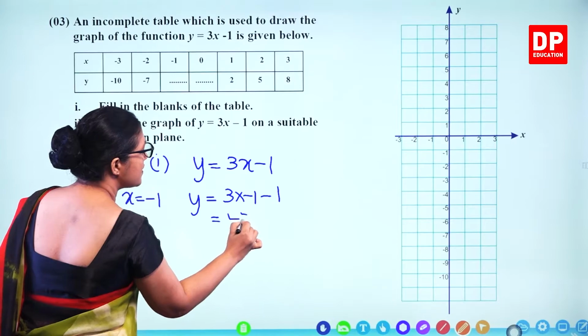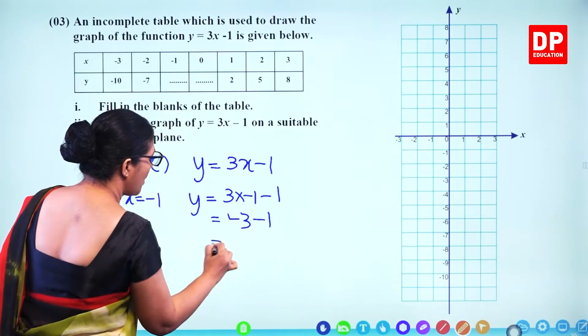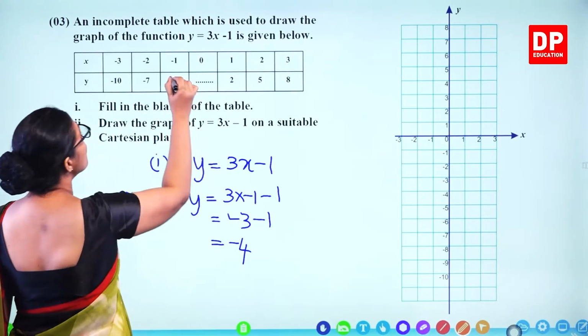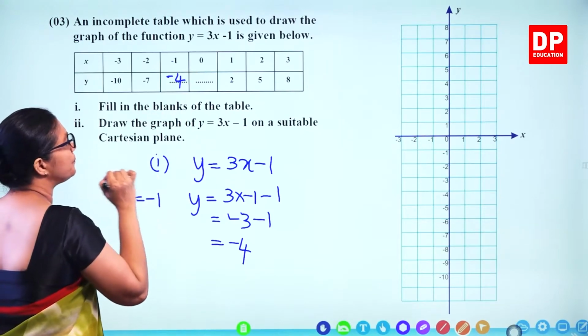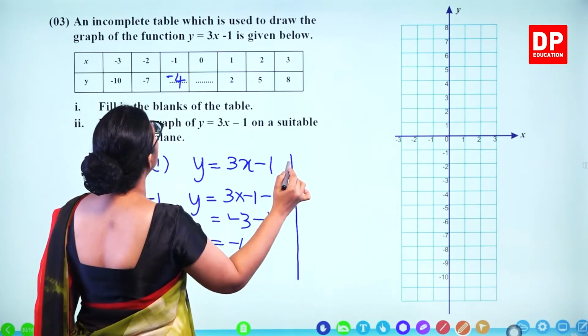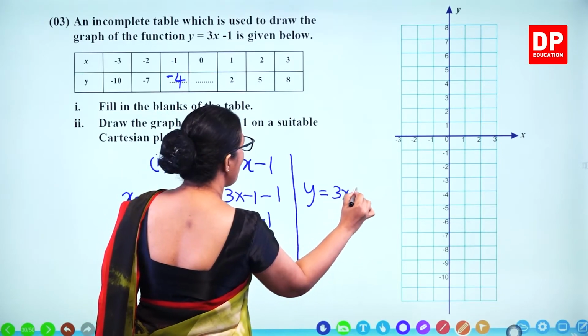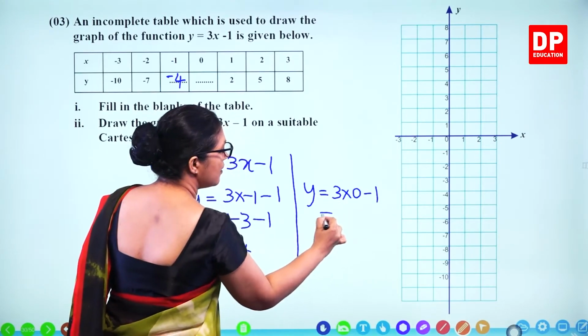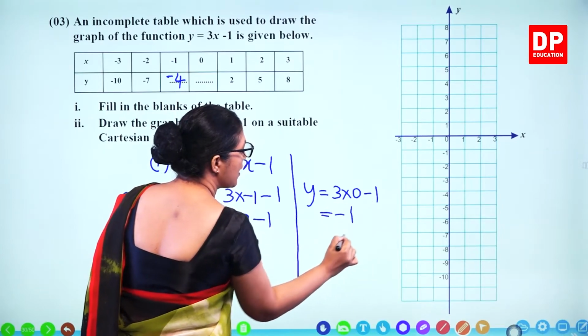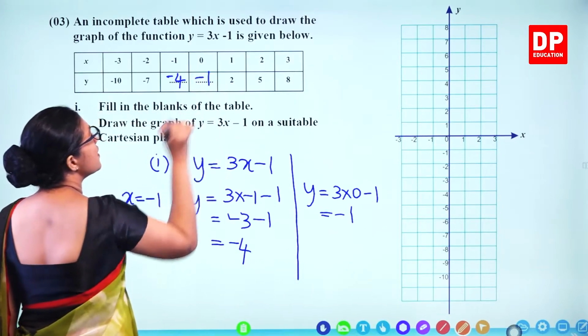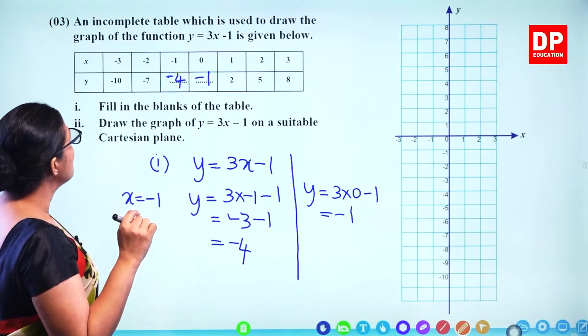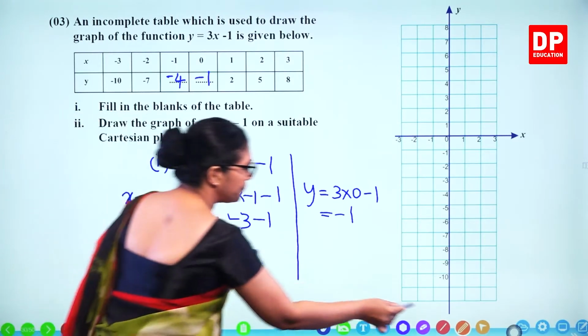You get minus 3 and minus 1 becomes minus 4. So this answer is minus 4. When x equals 0, 3 times 0 minus 1. 0 minus 1 becomes minus 1. So this is minus 1. So you get 2 marks for that.